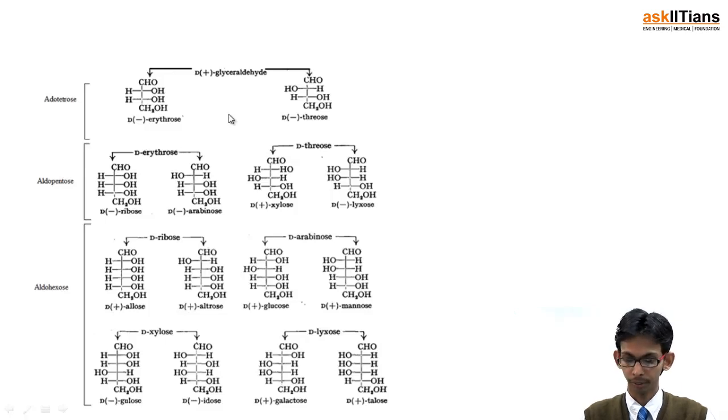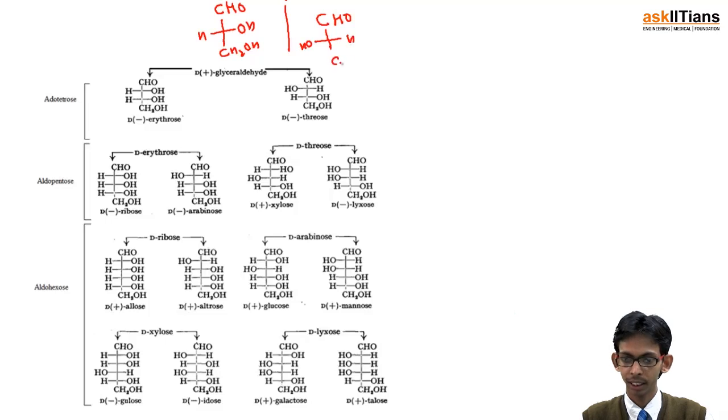Okay, so the first simplest monosaccharide is glyceraldehyde, and the formula of glyceraldehyde is CHO, CHOH, CH2OH. Now this can be written in two forms, this form, as well as we can write it in this form also, like CHO on this side, H on this side, and CH2OH on this side. This is known as D form, this is known as L form. So this is D-glyceraldehyde and this is L-glyceraldehyde.